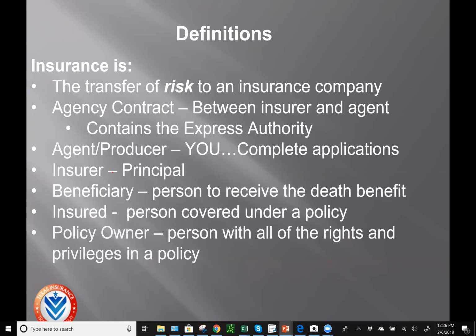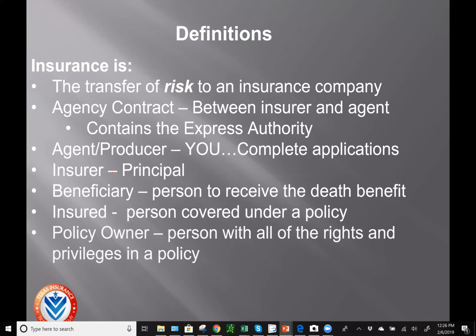But you do need to know right away that the beneficiary is not a party to the contract, which means they don't have any rights or privileges in the policy, and which means they do not have to sign the application. So that's an important concept, that the beneficiary does not have any rights and they do not have to sign the application.